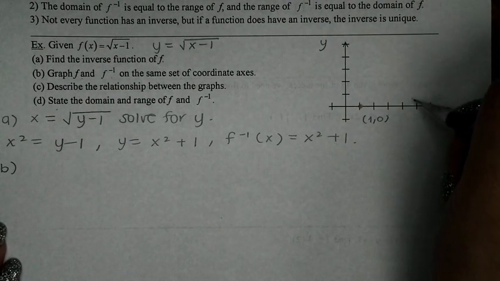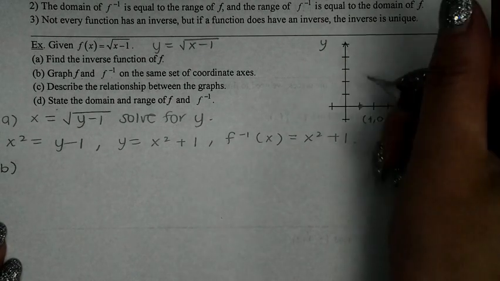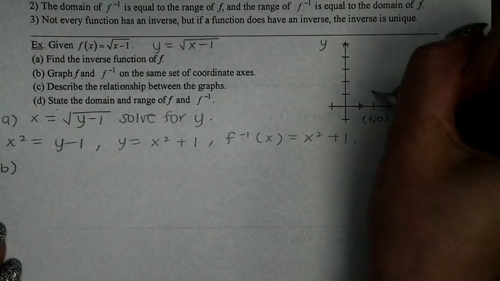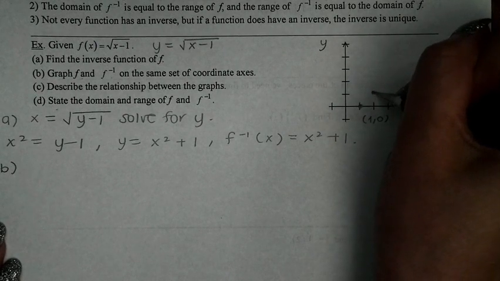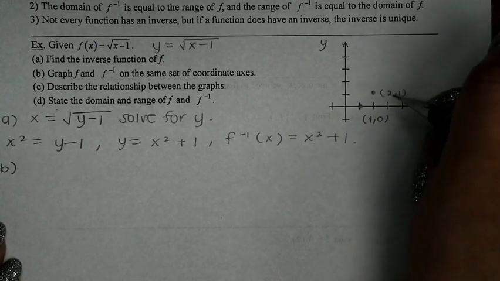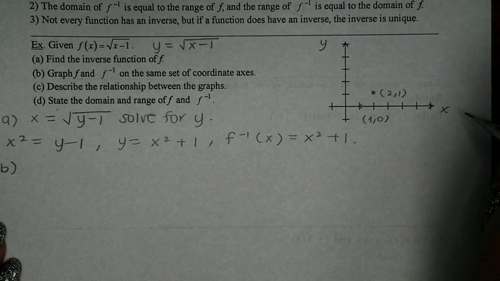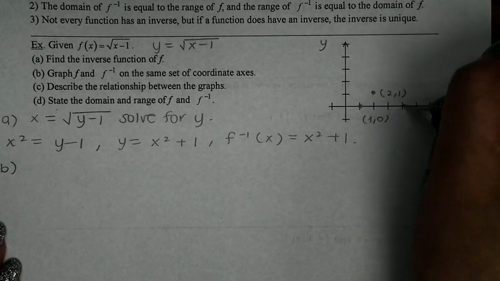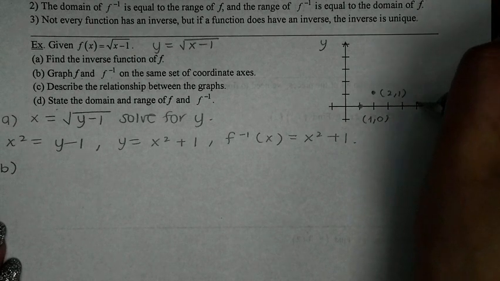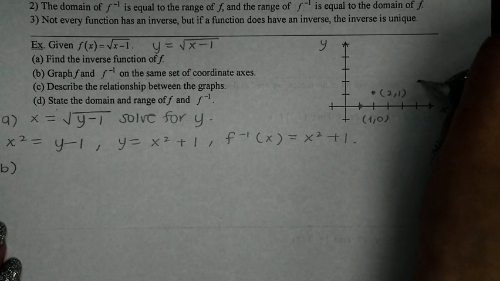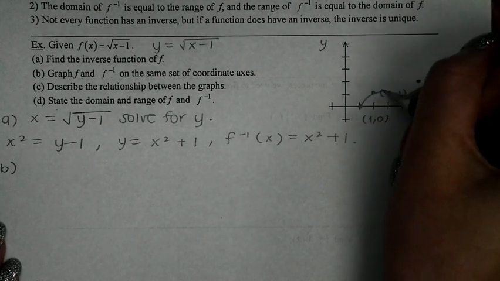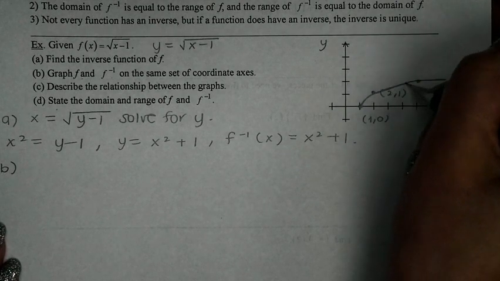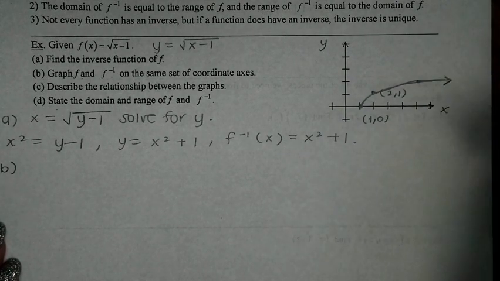The second point, which is pretty user-friendly in this case, will be 2. If you plug 2 there, 2 minus 1 is 1, the square root of 1 is just 1. So that's the point 2, 1 that we have over here. Another very user-friendly one is if we plug x as 5. Then 5 minus 1 is 4, and the square root of 4 is 2. So that's what we have, and my hand is very shaky, but that's your f.